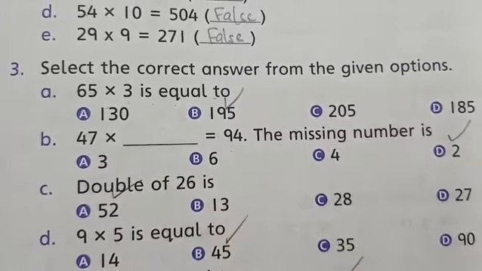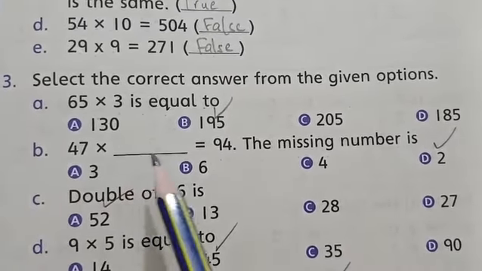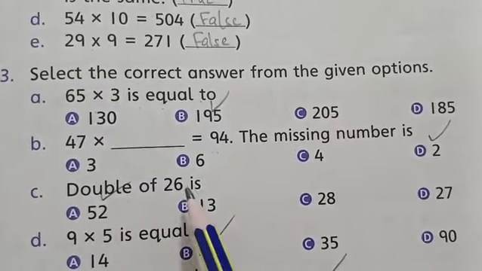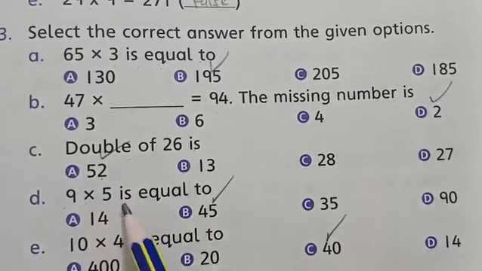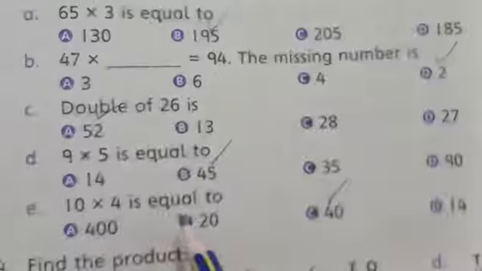47 multiplied by dash is equal to 94. The missing number is. When we multiply 47 with 2, answer is 94. So we get option D. Double of 26 is 52. 9 multiplied by 5 is equal to 45. 9 5s are 45 and 10 4s are 40.